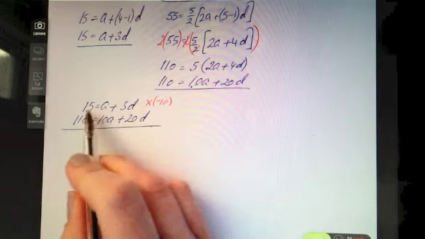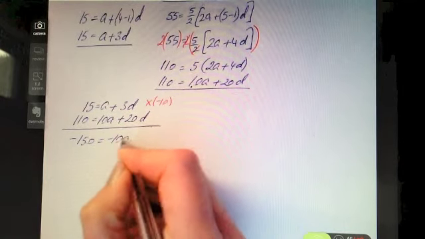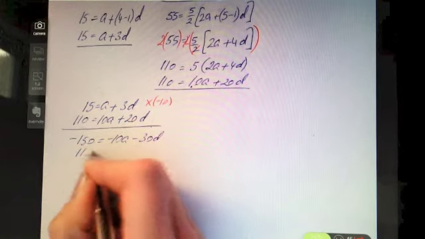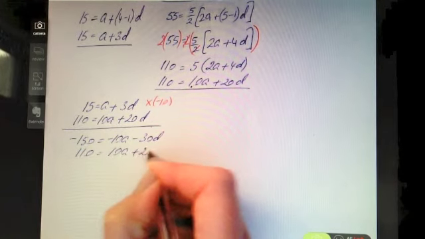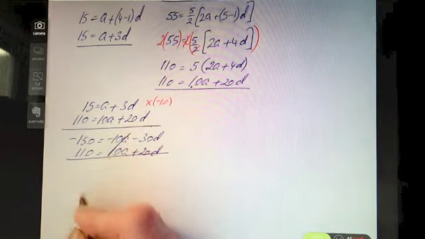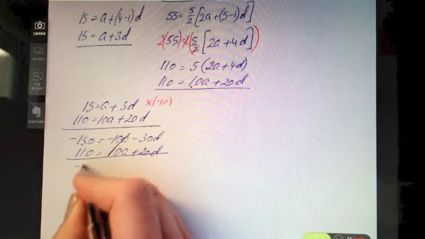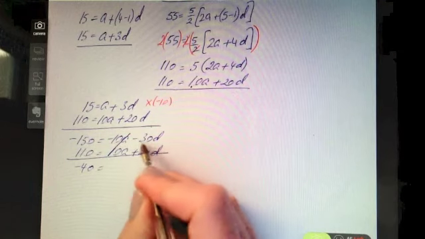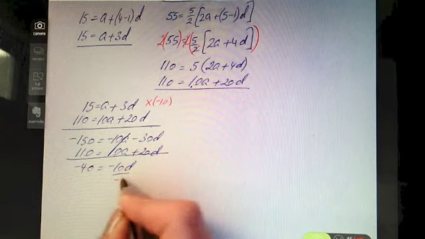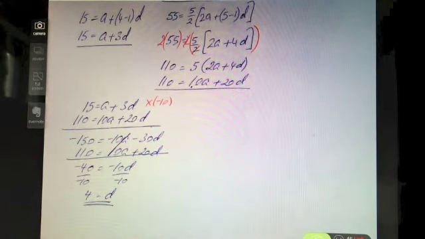So minus 10 by 15 is minus 150, minus 10 by a is minus 10a, and minus 10 by 3d is minus 30d, and 110 equals 10a plus 20d. Okay, and now we are going to add these together. Minus 150 plus 110 is minus 40, they cancel, and minus 30d plus 20d is minus 10d. Divide both sides by minus 10 and I get a positive 4 for d. So my d is 4.